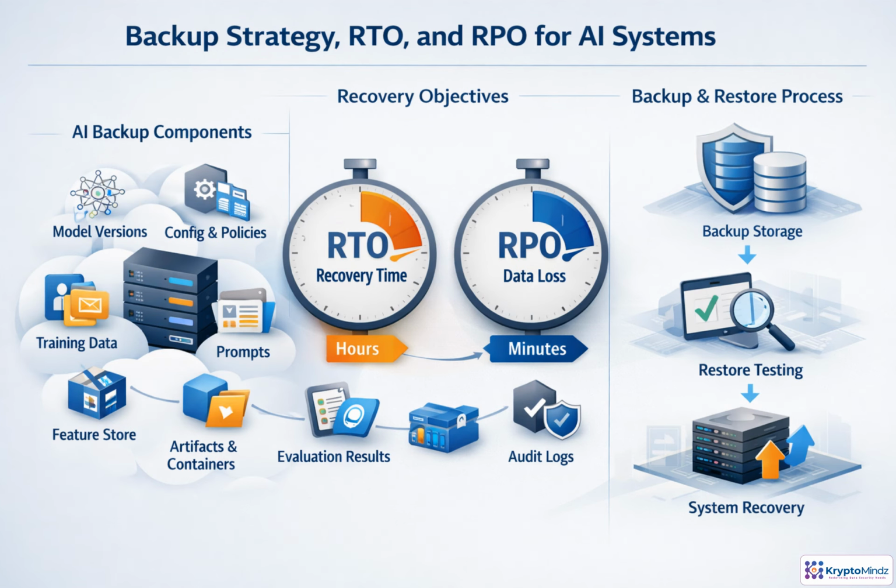Recovery planning has to cover the full system, not just the database. That includes model versions, prompts, policies, feature stores, containers, training snapshots, evaluation results, and audit logs. RTO defines how quickly the service must come back. RPO defines how much recent state the organization can afford to lose. The practical control is regular, owned backups, followed by restore tests that prove the backups are complete, secure, and usable under real recovery conditions.